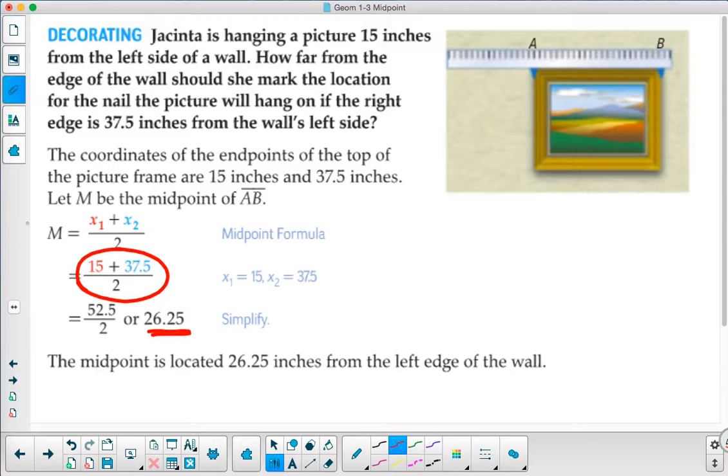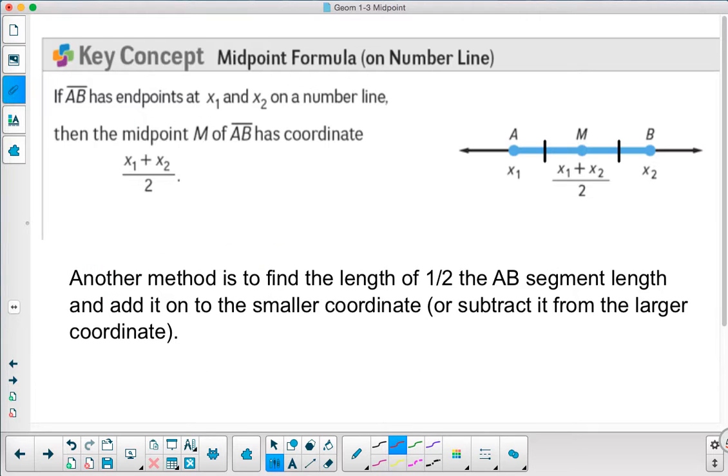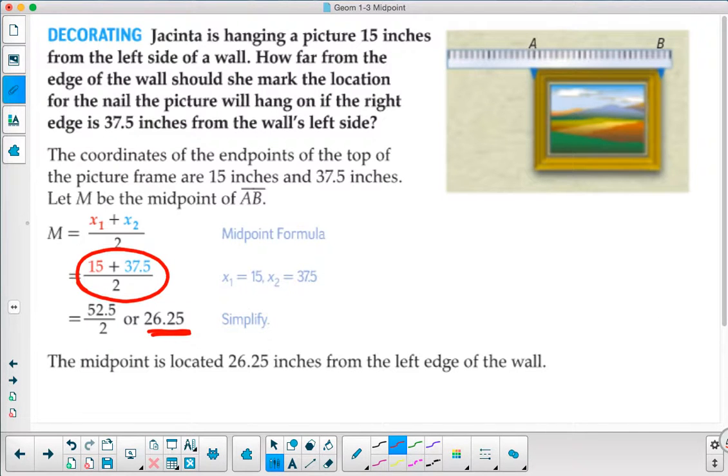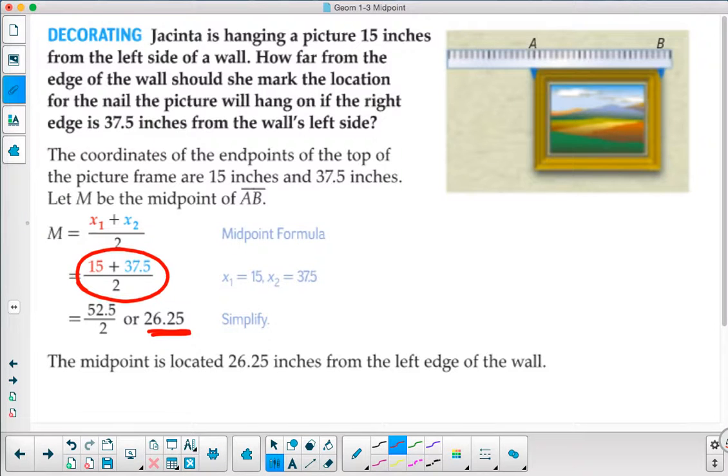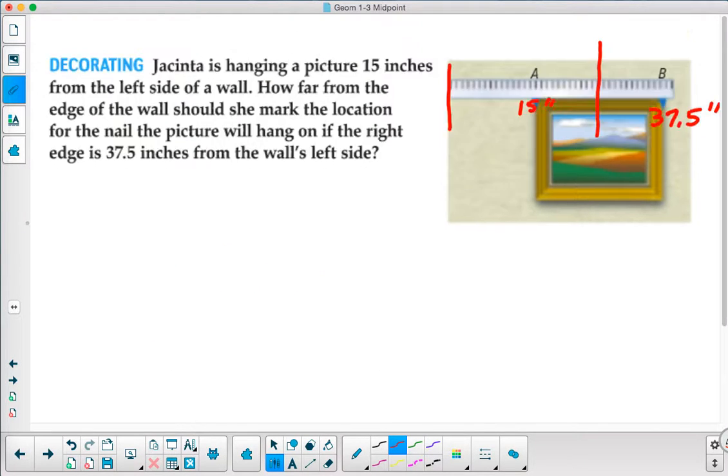Now there is a different way that you could do that. Another method is to find the length of half of segment AB and then add it to the smaller coordinate. So let me back up. So you could figure out how far A and B were apart.